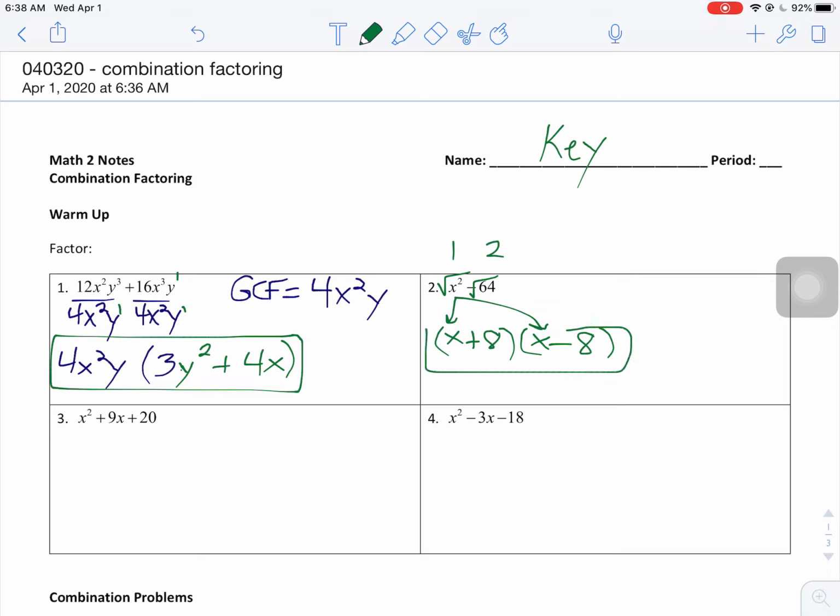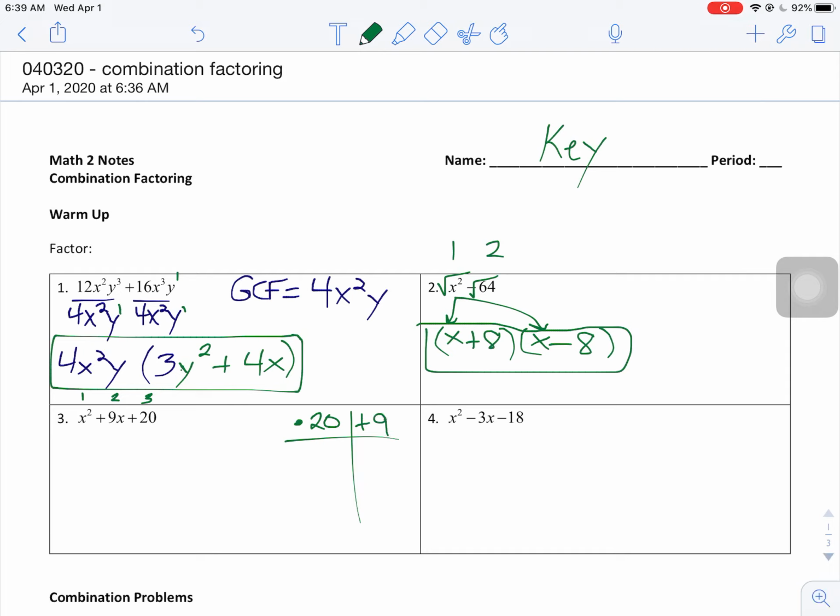For number 3, is there a GCF other than 1? No. Is it 3 terms or 2 terms? 3, because you have 1, 2, 3. So then you're looking to do basic trinomial factoring. So that's the one where you multiply to the number in the back, and then you add to the number in the middle.